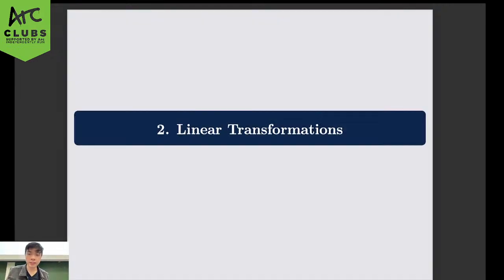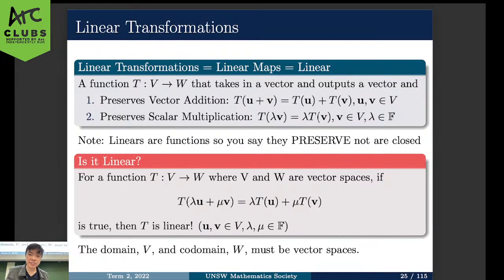So we can now move on to linear transformations, which is the second topic. A linear transformation is also known as a linear map, and all of these mean the same thing, so they're interchangeable. It's just a function T, which is defined from a domain V, the set that we take the input from, and a codomain, which is a vector space W, the set that we take an output vector from. So the function T takes in a vector and outputs a vector, and has two special conditions.